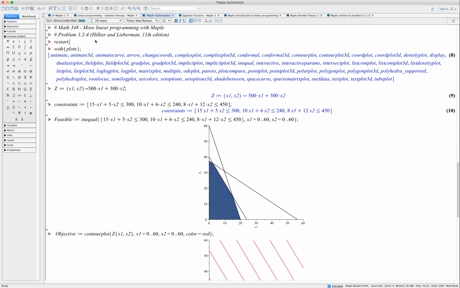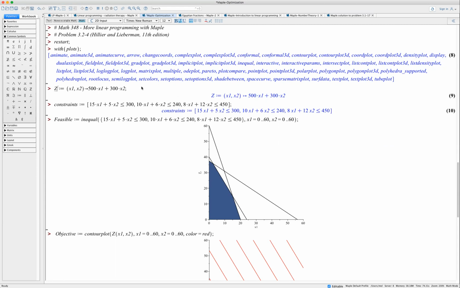And clear everything from the computer. So I'm going to solve this problem in two ways. One is the way we did previously, and the other is with the new Maple command. So the first thing I do is open plots, because there are two plots that I'm going to use a lot here. One is unequal, that's graphing inequalities, and the other is contour plot.